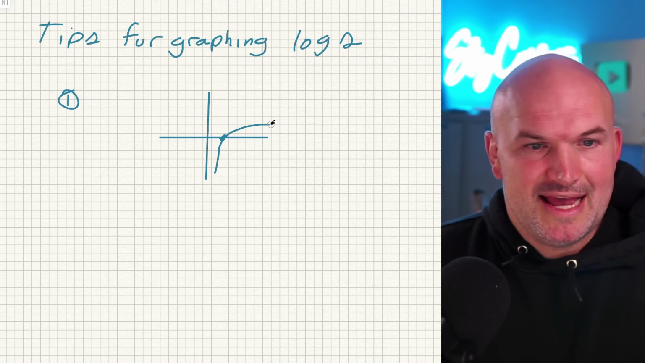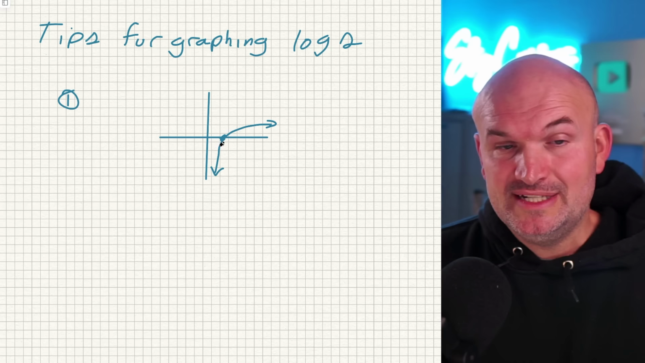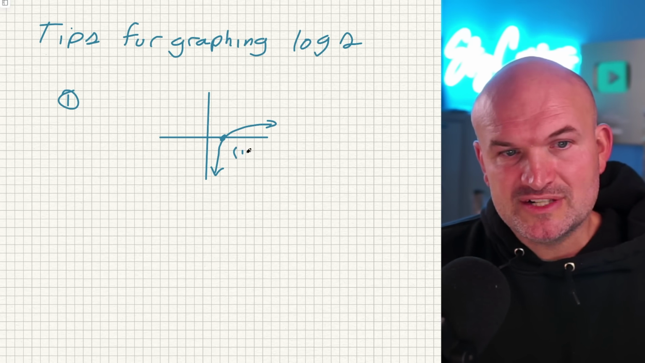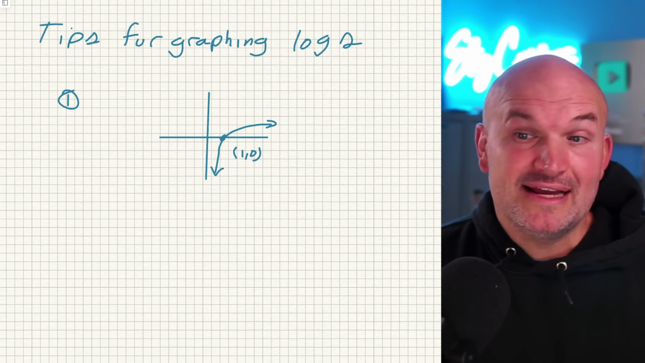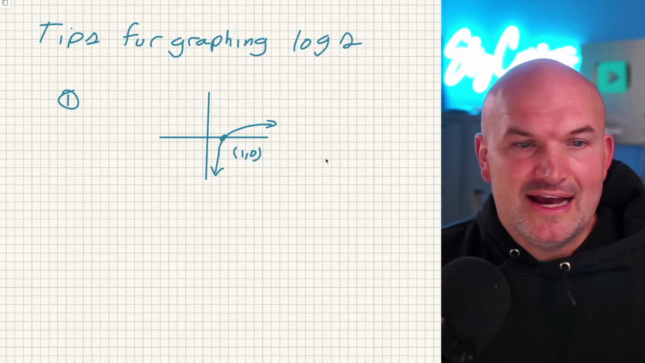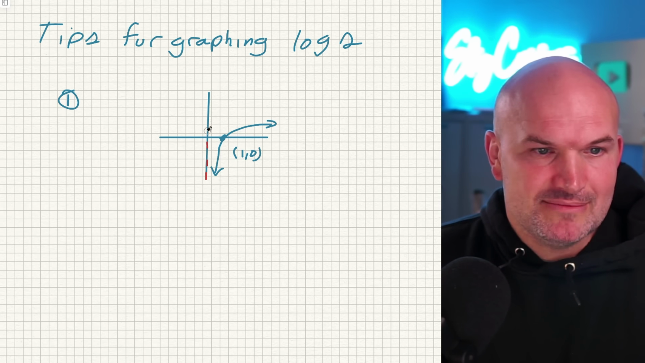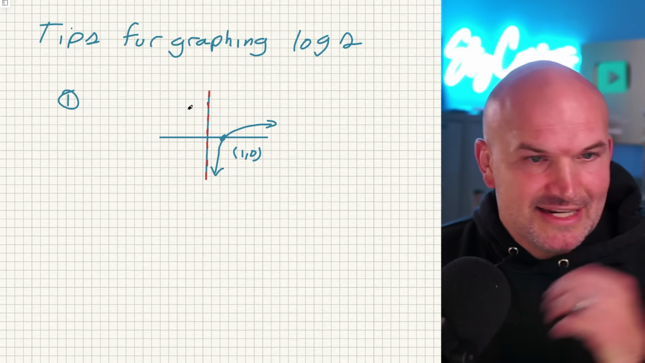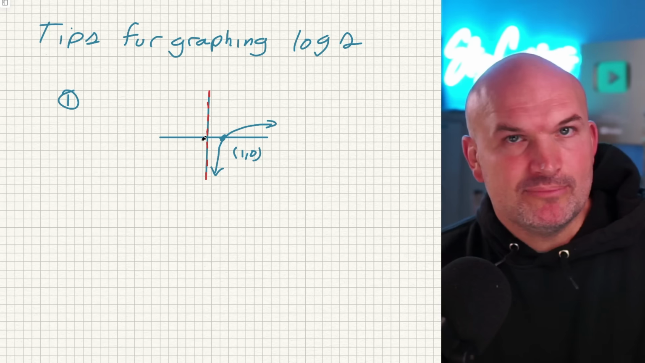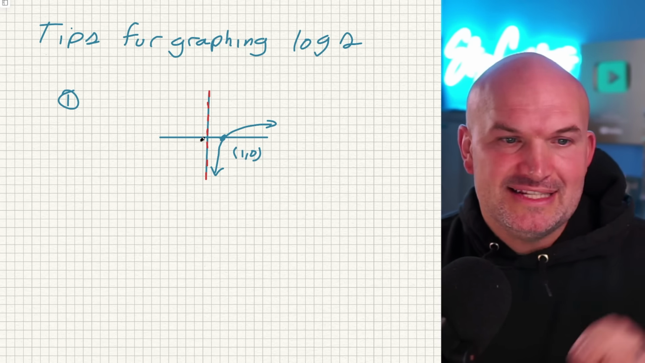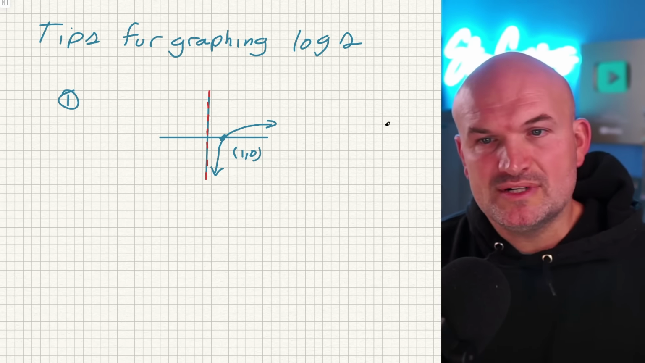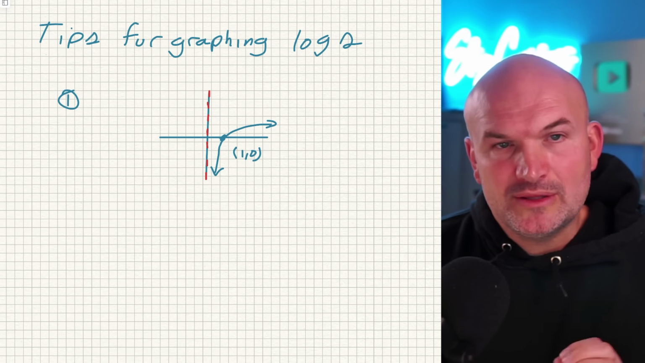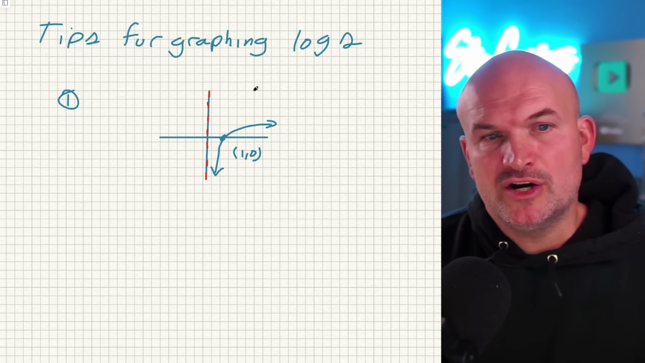But there are going to be a couple important characteristics that we need to know. The first one is there is an x-intercept at (1, 0), and there's also going to be a vertical asymptote at x equals 0. So a lot of students will forget about these coordinate points, but as we'll get into in these later tips, these are crucially important.